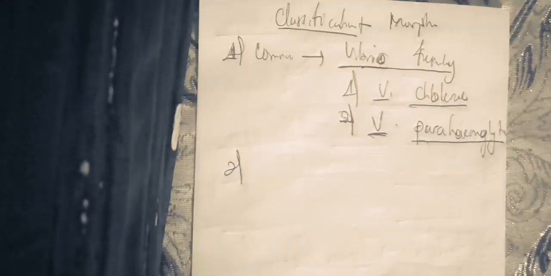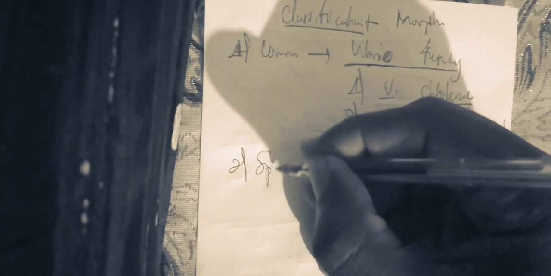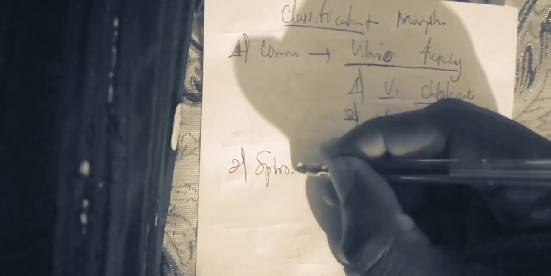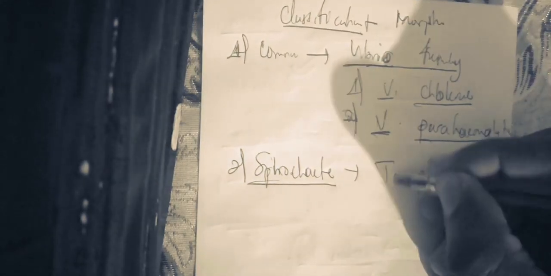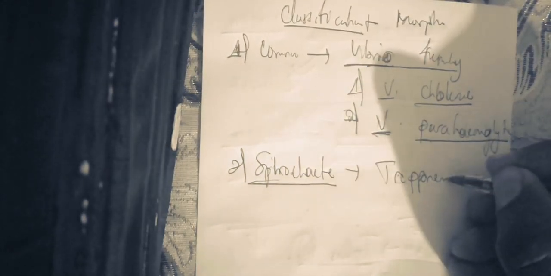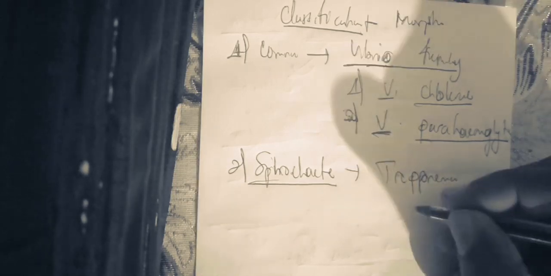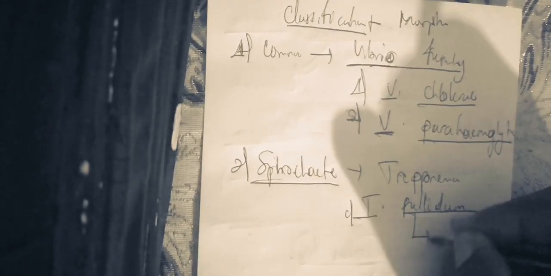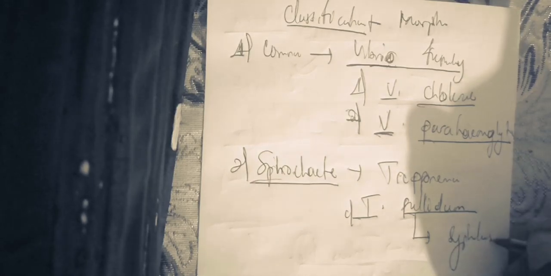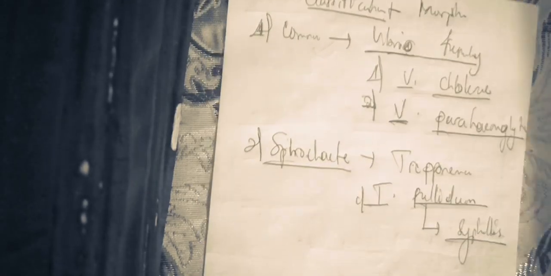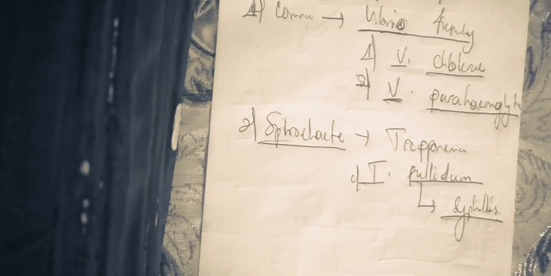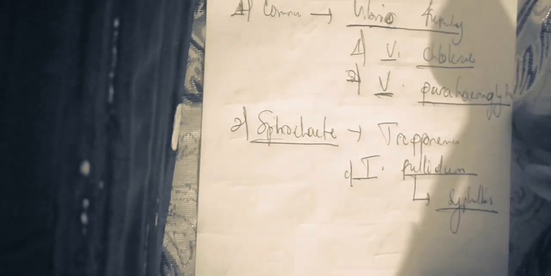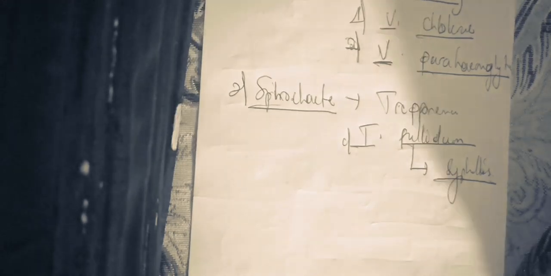Now the next different one, you have also the spirochete. Is it clear? Now for the spirochete, we're going to have Treponema. Under the Treponema, we have Treponema pallidum, and Treponema pallidum is a cause of syphilis, which is one of those rare sexually transmitted infections, no longer so frequent now. Is it clear? It can be a cause of syphilis.